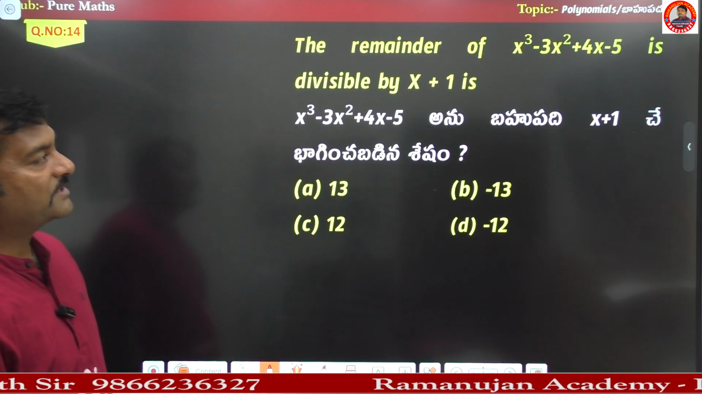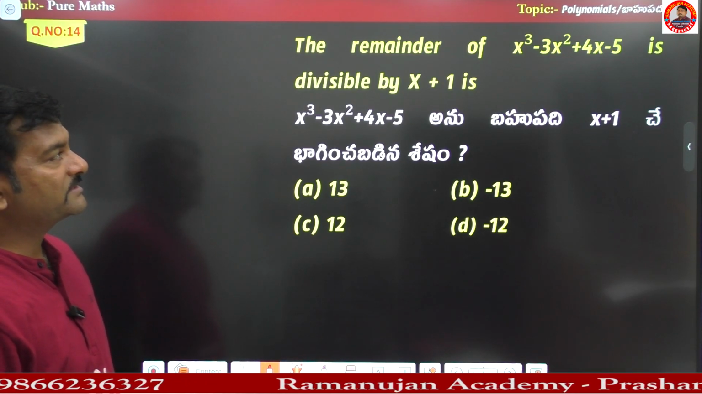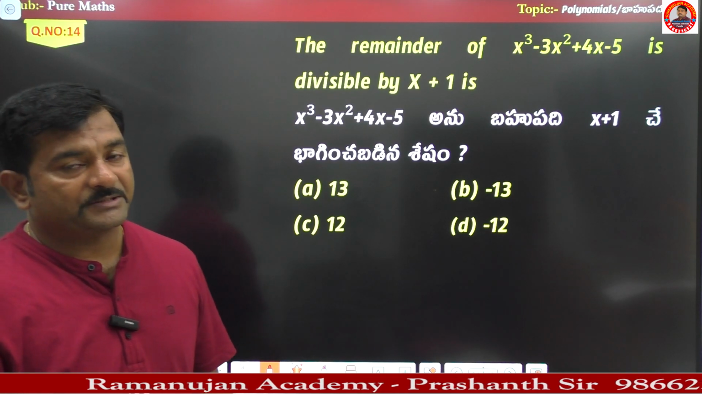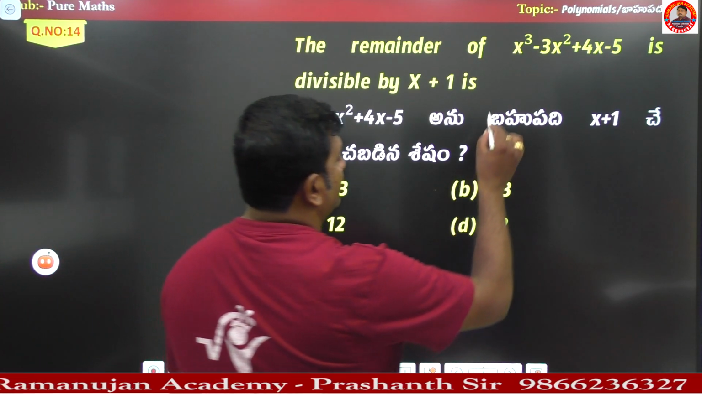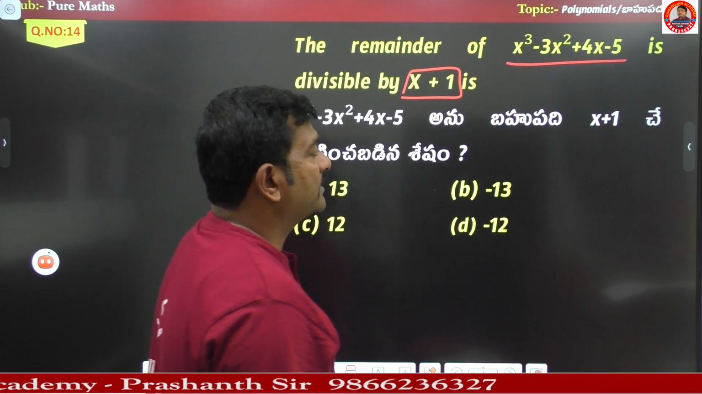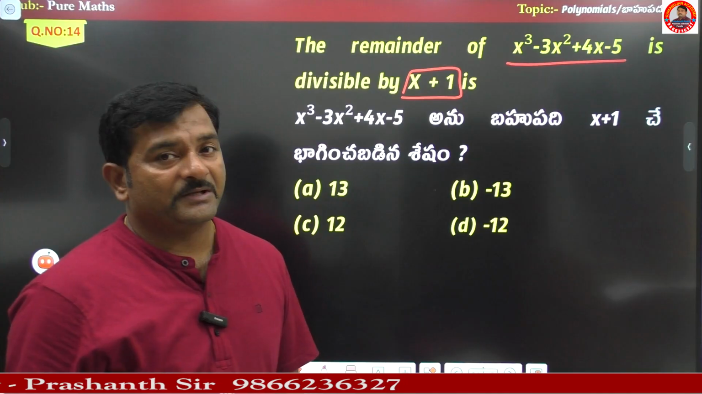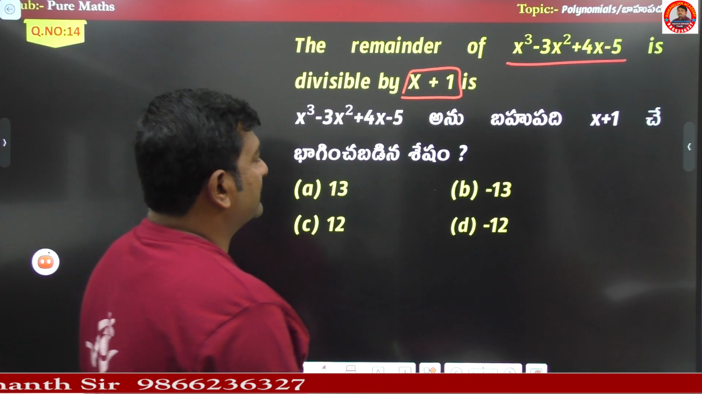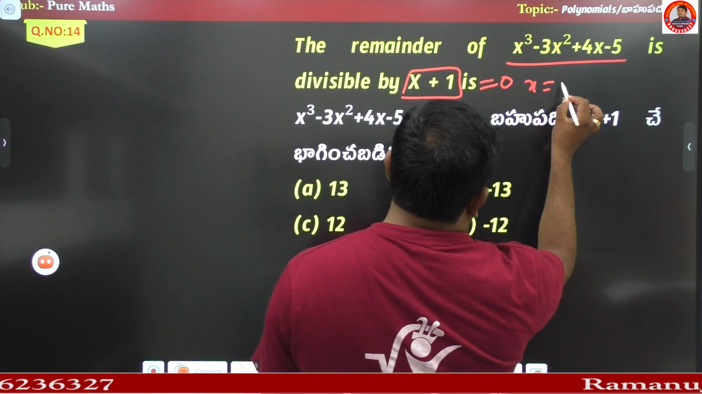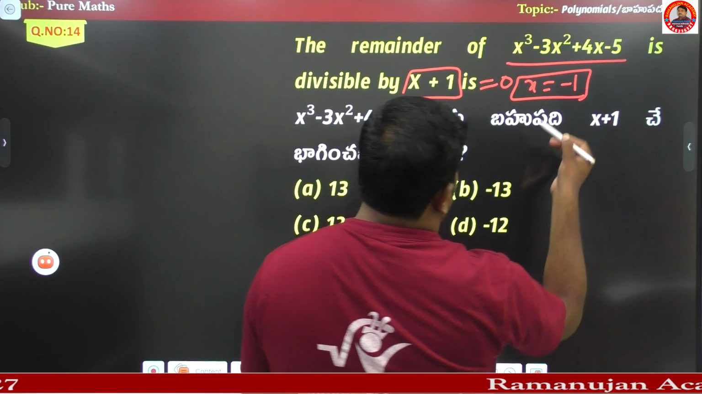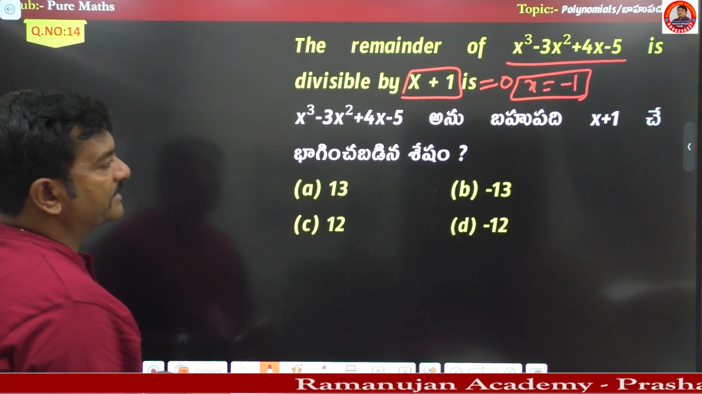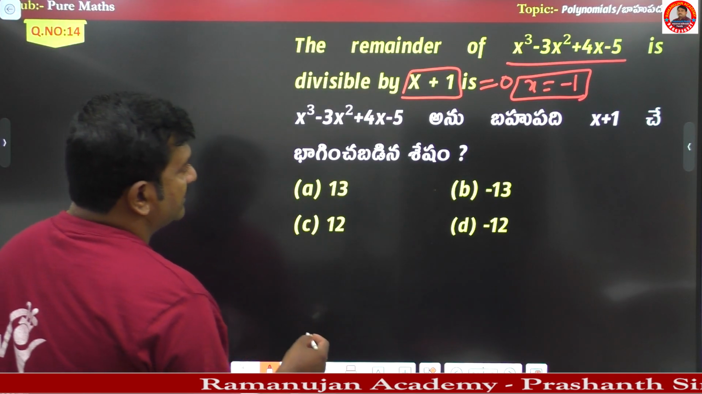The remainder of x cube minus 3x square plus 4x minus 5 when divided by x plus 1 is? According to the remainder theorem, he asked to find the remainder when this cubic polynomial is divided by x plus 1. I hope you understood. x plus 1 means we take x plus 1 equal to 0, so x equal to minus 1. Now put x equal to minus 1 in the above equation.